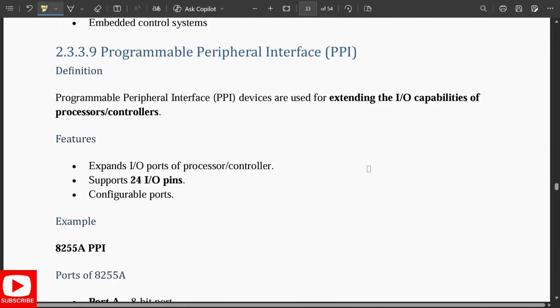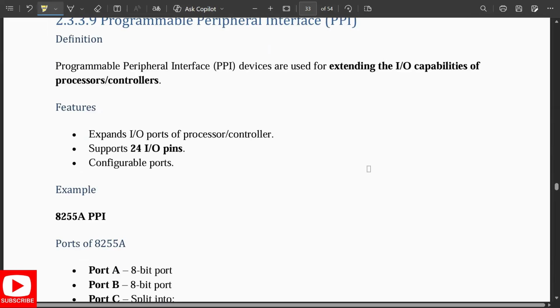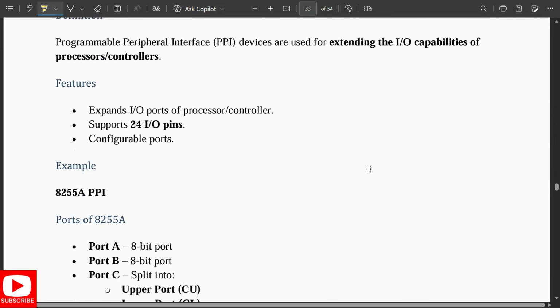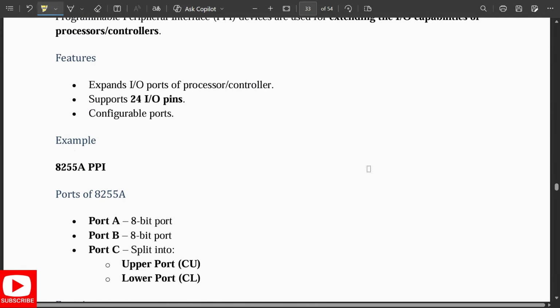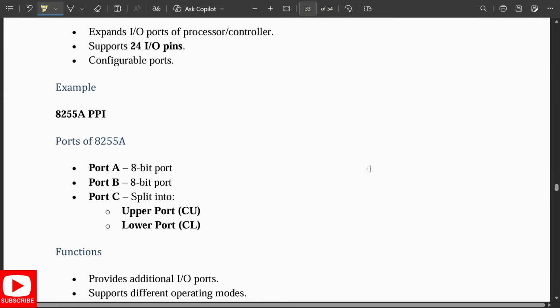Next is the programmable peripheral interface. It is a device that is used for extending the input-output capabilities of the processor. This expands the I/O ports of a processor or a controller and supports 24 input-output pins. An example is given: the 8255 PPI.